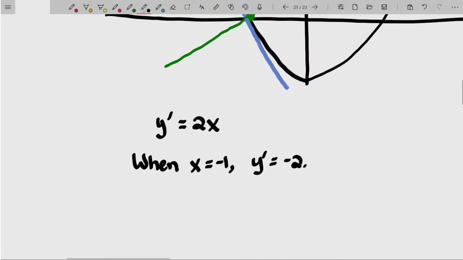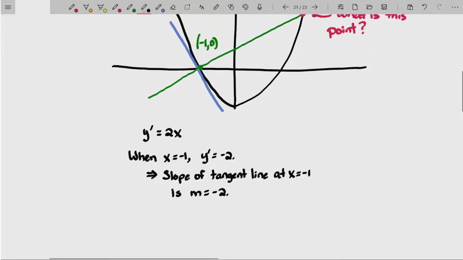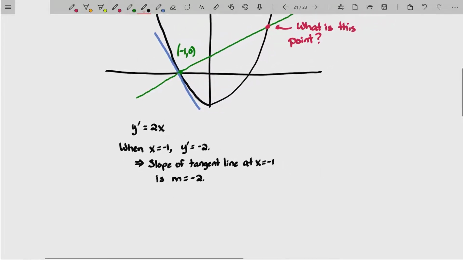And that tells us that the slope of the tangent line at x equals -1 is -2. Now what we can do is start to build the equation of the normal line by taking the perpendicular slope. So that would imply that the slope of the green line, which is the normal line, is 1/2. Remember, it's the opposite reciprocal of the slope of the tangent line.